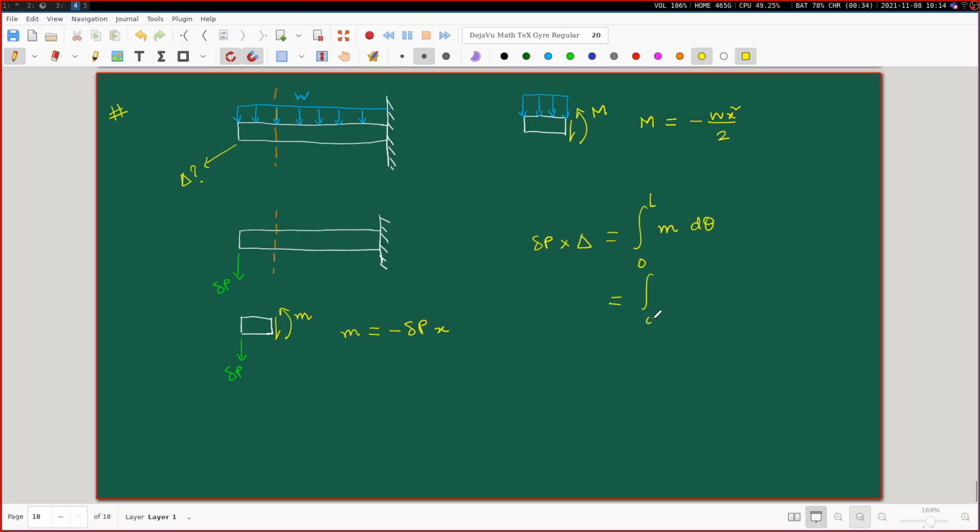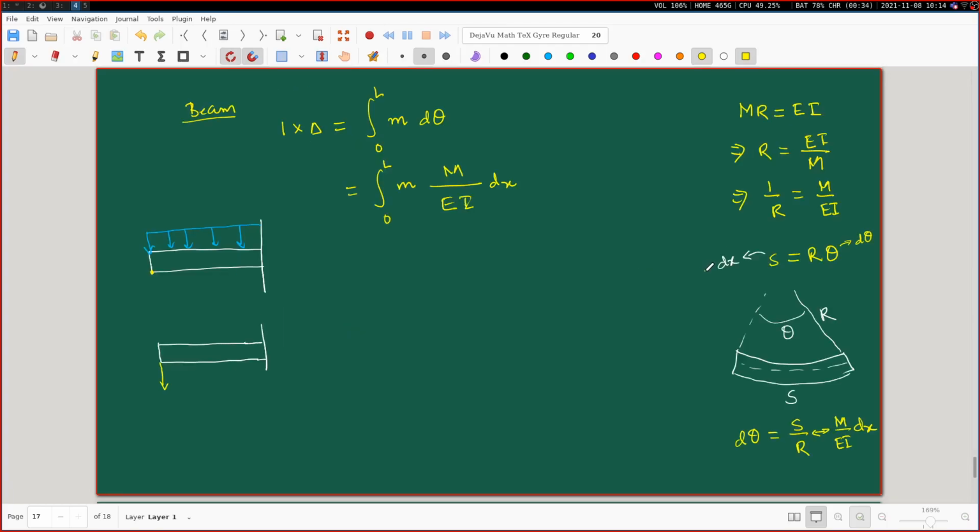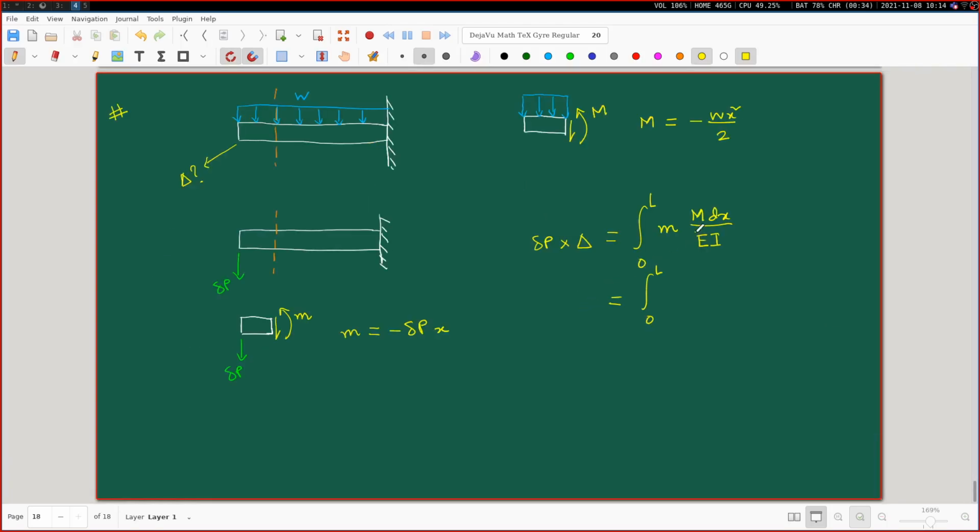Actually, let me write it here itself. Because I have put the integration limits as 0 to L, I should not be putting d theta, rather I should be putting in terms of dx. So m dx divided by EI. Please just refer to the previous slide. That is what exactly I have derived here in the previous lecture. So d theta is equal to m dx divided by EI. So that is what we have here. So we just now substitute m is equal to minus delta P x. Please note that this delta P has the magnitude of 1.